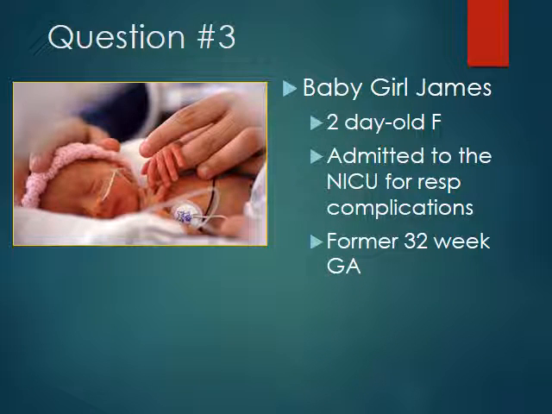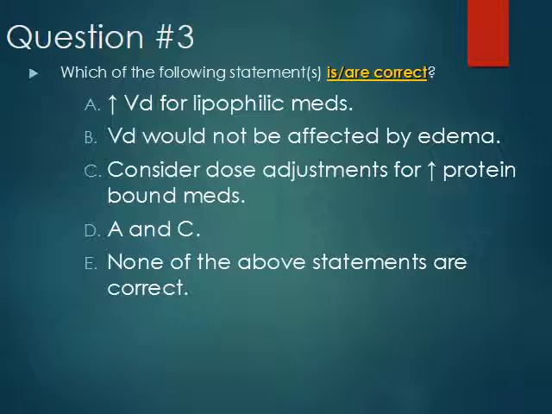All right, so our next case will be baby girl James. She's a 2-day-old female admitted to the NICU for respiratory complications and is a former 32-week gestational age baby. So which of the following would be correct?